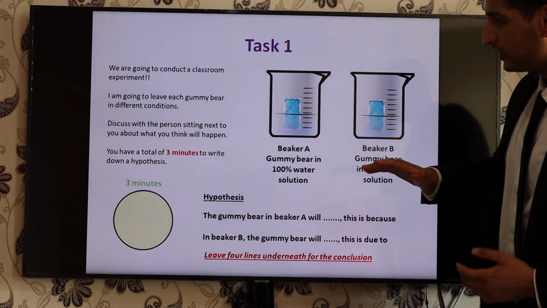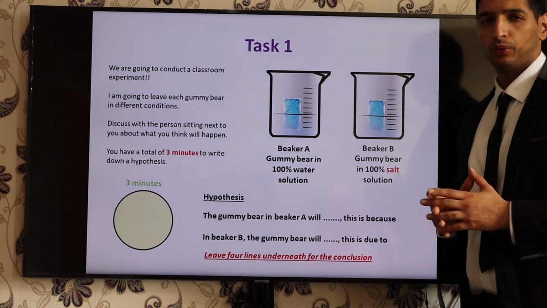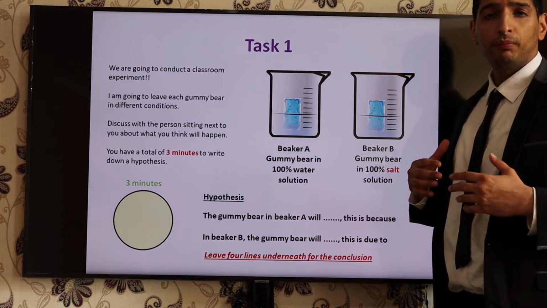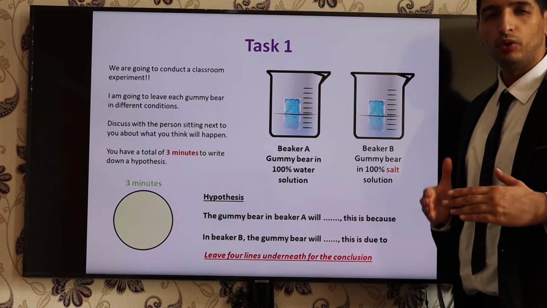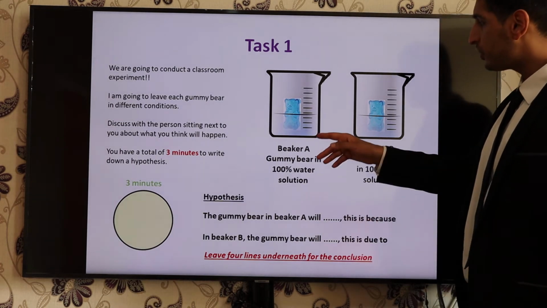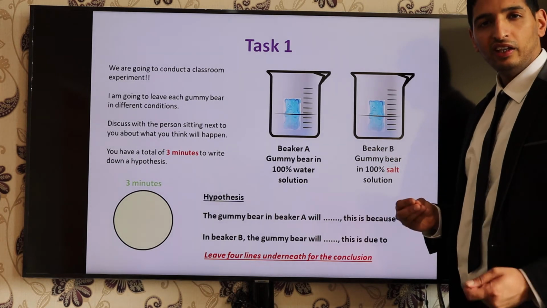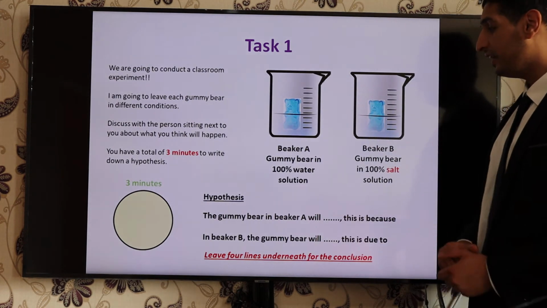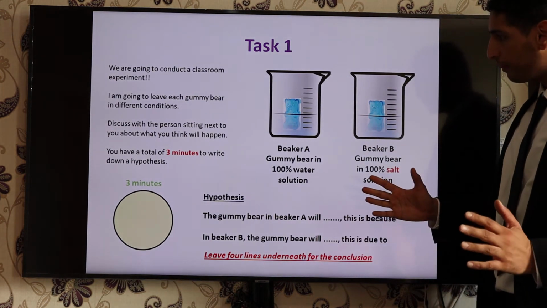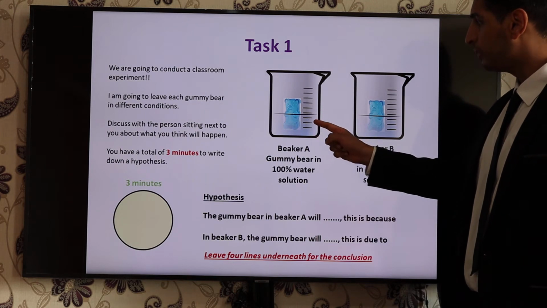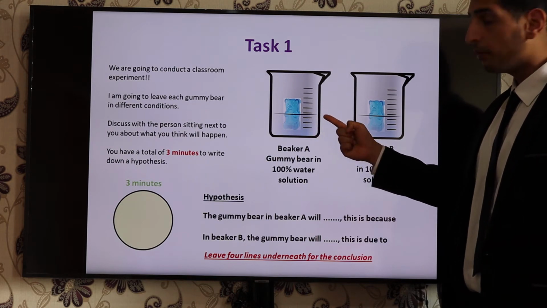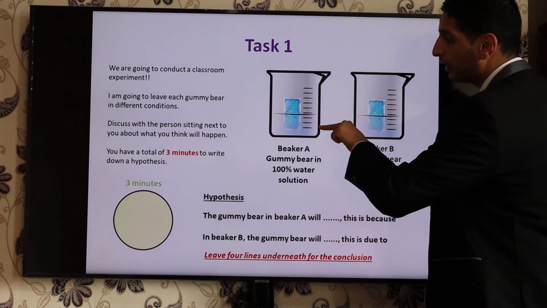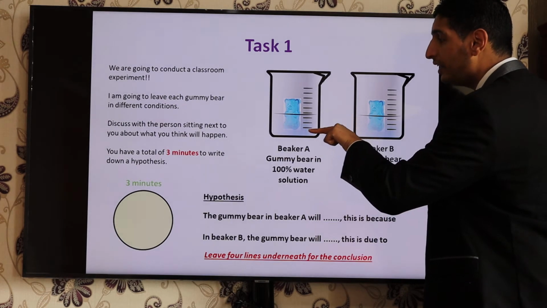Now, as you know, this is really, really important. Osmosis is the movement of water from an area of high concentration to an area of low concentration. So can you tell me which has more water inside the beaker? Absolutely, it's A. So what's going to happen is the water on the outside is going to move to the inside of the gummy bear. Therefore, water is going to move from a high concentration on the outside to a low concentration within the gummy bear.